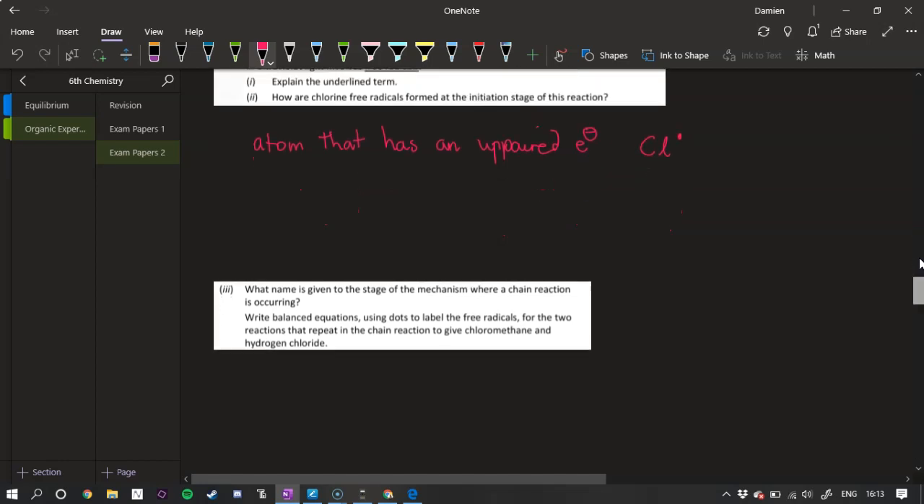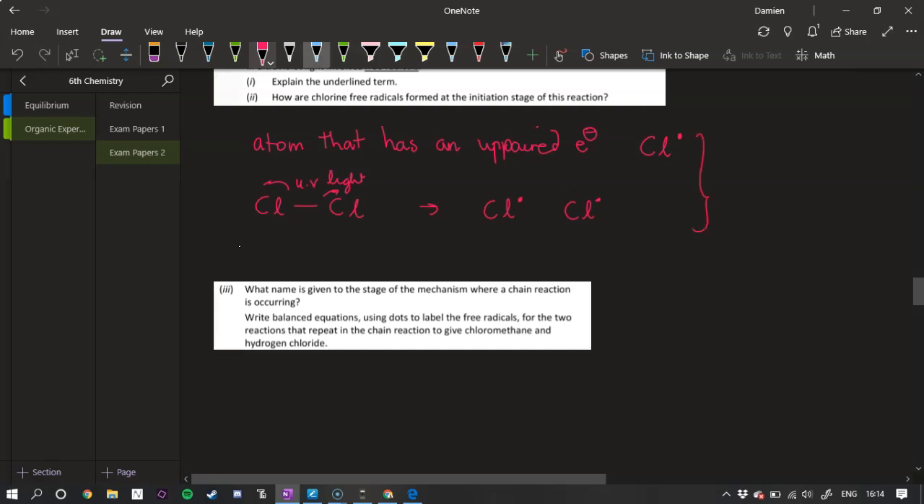Part 2, how are chlorine free radicals formed in the initiation stage of this reaction? So once you know your mechanism, it's a fairly easy one to answer. You have a chlorine molecule, which is shaped like this. And when that is put under UV light, you end up breaking up into a chlorine free radical and another chlorine free radical. So if you write something like this, that's perfectly allowable. And then put some arrows in. And you can put this in words if you want.